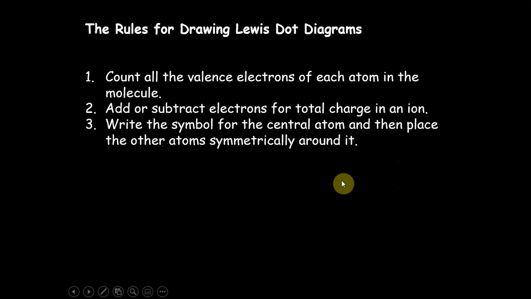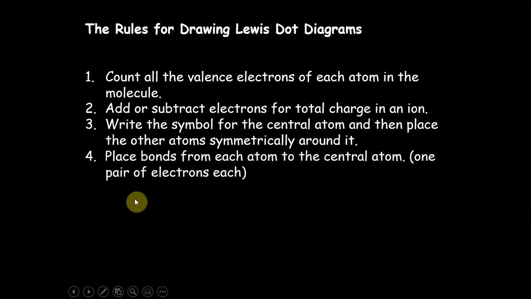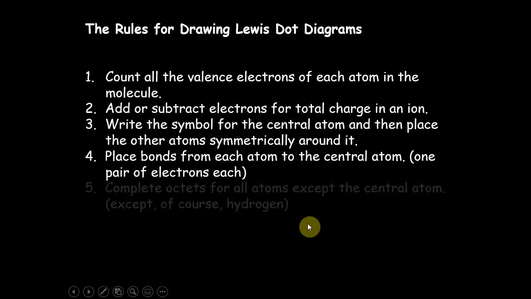The specific orientation isn't really fussy, but if you make it nice and symmetrical, then at least your diagram looks nice. Fourthly, place the bonds from each atom to the central atom. Each bond takes up 2 electrons. Normally we do that with a dash for a Lewis dot structure. If you want to use a pure Lewis dot diagram, then just 2 dots create the bond. So each bond takes up 2 electrons.